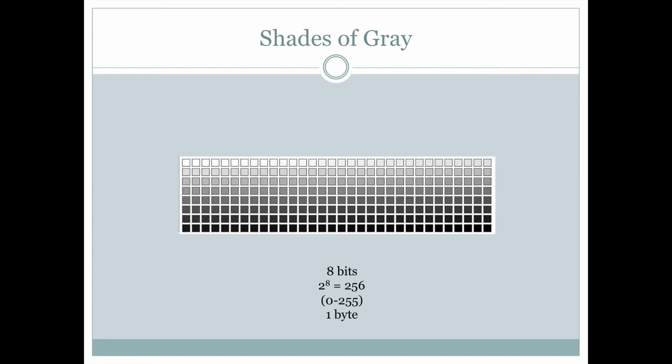So what we're basically seeing in that image are 256 different shades of gray going from pure white to pure black. Sometimes this is called a byte, 2 to the 8th. So these would be all the different shades of gray.